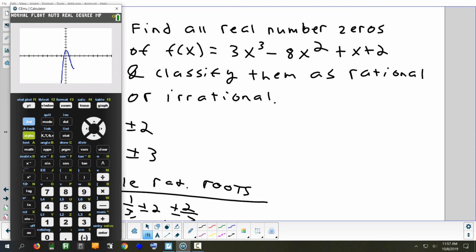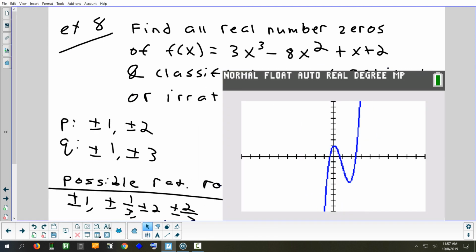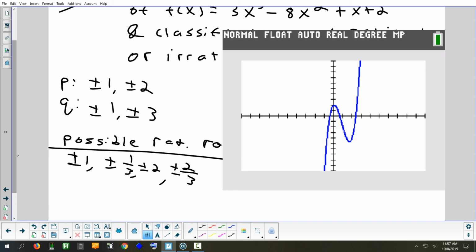So how many real answers am I looking for here? 3. Definitely looking for 3, and I'm going to be writing all of them. Rational or not? Do any of our possible rational roots look close? Maybe negative 1/3. I doubt positive. How about the plus or minus 2? No, that one doesn't really look close. Plus or minus 2/3? Maybe positive 2/3. So I have a feeling only one of those is going to work.